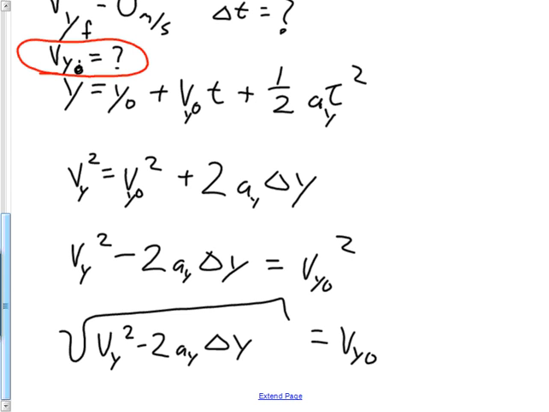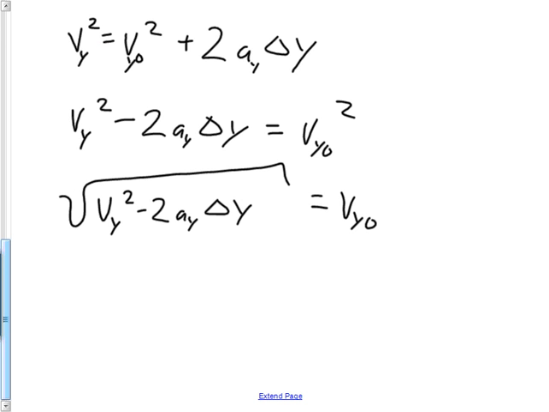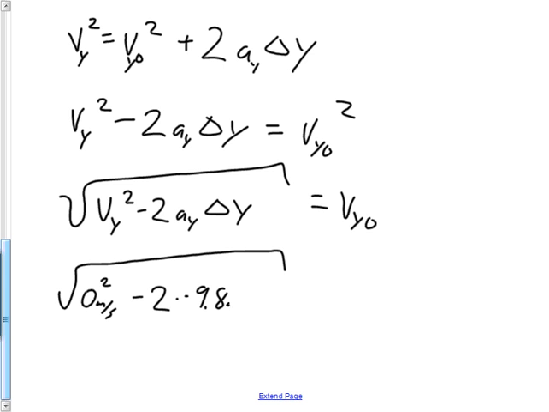Okay. And so now I can solve, and I can certainly assume that you can plug this into a calculator properly, but what the heck, I'll just show you all the numbers. So the final velocity in the y direction is 0, so that's 0 squared, of course, and that's meters per second, minus 2 times a negative 9.8 meters per second squared, and the change in y is 4.5 meters. And that will give us a value, an initial y component velocity.